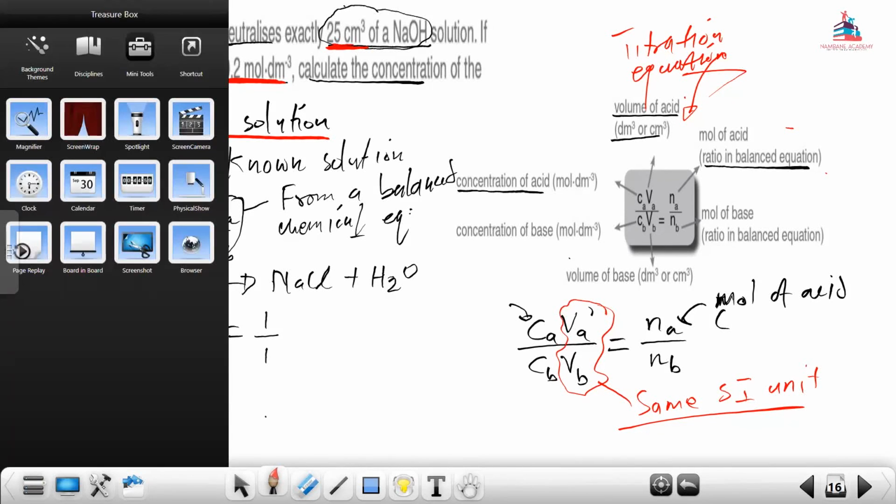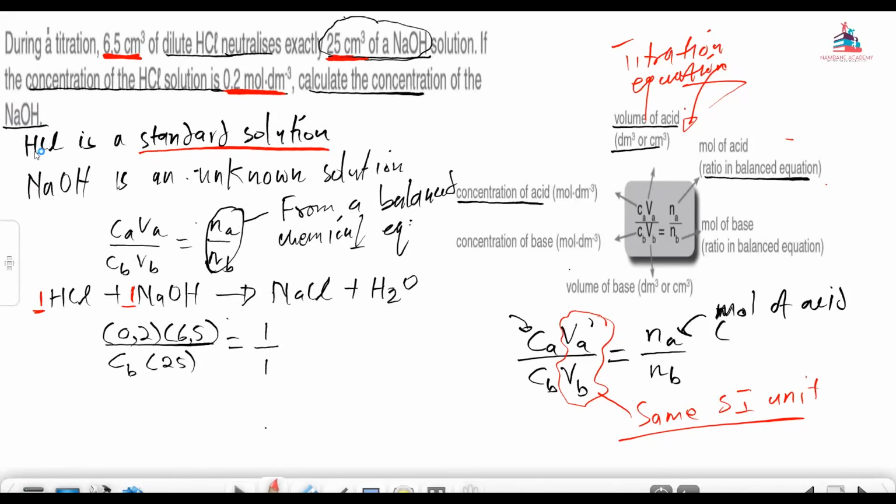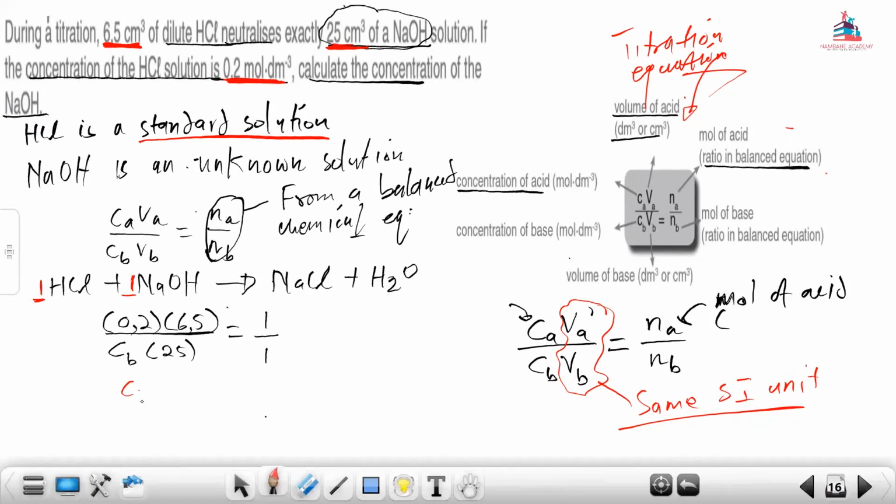Let me get my calculator quickly. So on my calculator, I'm going to have 0.2 multiplied by 6.5 divided by 25. It will give me something like 0.052 mole per decimeter cubed. So CB is equal to 0.052 mole per decimeter cubed.